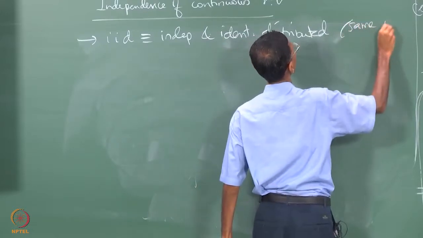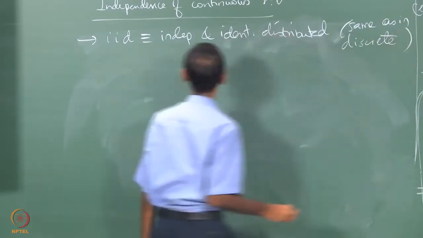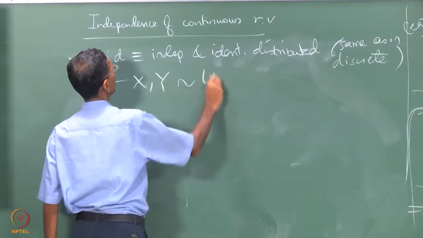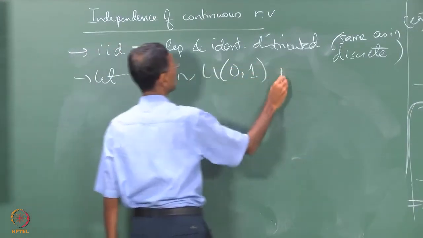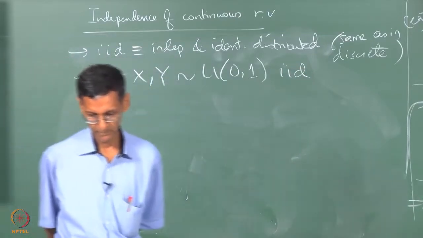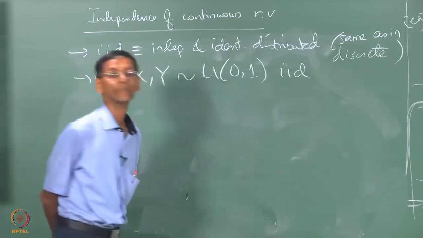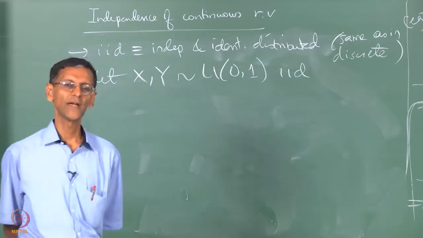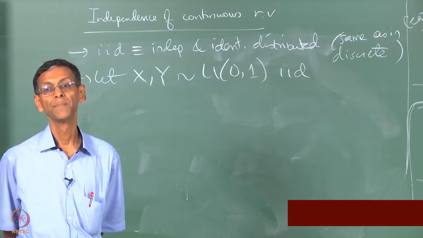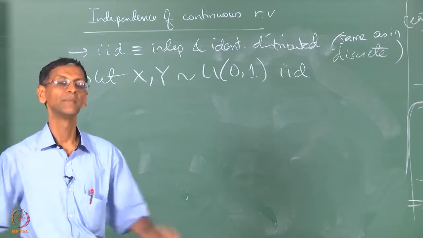Same as in discrete, right? So let X and Y be U01, two continuous IID. So what is a joint PDF going to look like? Where is the joint PDF going to have its support, if I want to combine them?